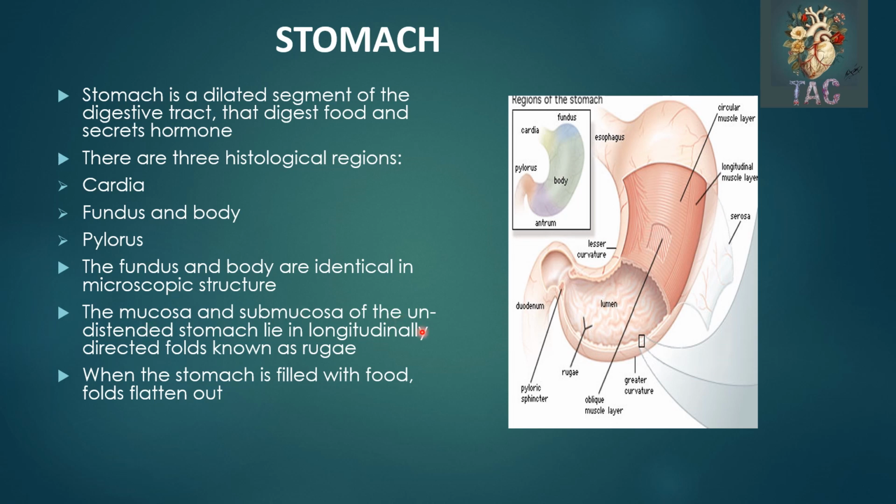The mucosa and submucosa of the undistended stomach lie in longitudinally directed folds known as the rugae. You can see on naked eye examination also that the folds are present on the surface of the stomach, and these folds are called the rugae. The indentations in between these rugae are called the pits. These are the gastric depressions.